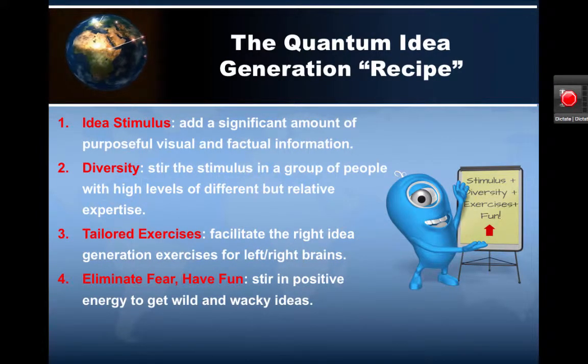Okay, the quantum idea generation recipe, if you will. There's 4 things that you do to create a process that generates at least 12 times more ideas than brainstorming. First, you bring idea stimulus into a creative session. You add a significant amount of purposeful, visual, and factual information. What all that is will be covered in one of the upcoming episodes that we have where I dive deep into how you actually do this stimulus thing.